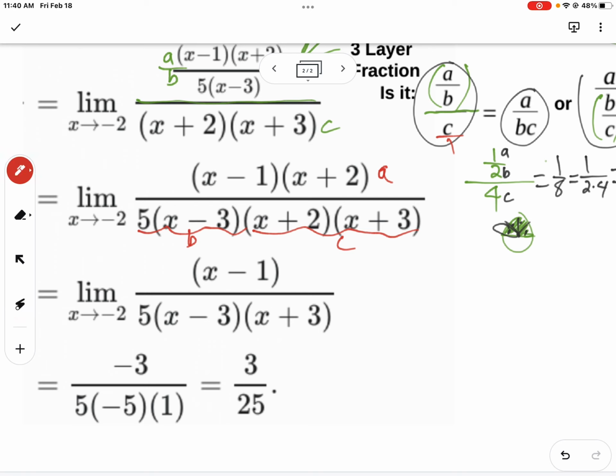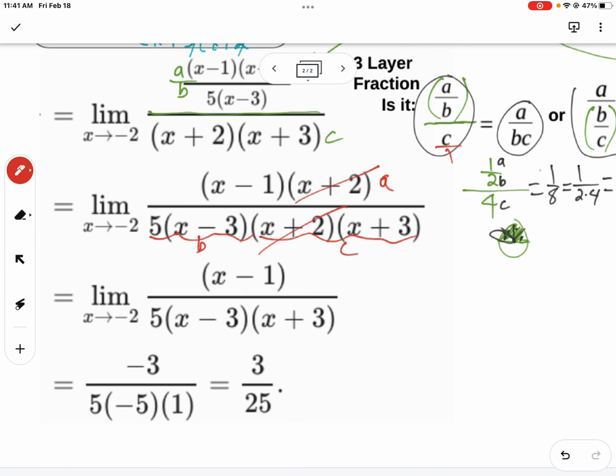Okay, so now what I need to do is simplify, right? Can I simplify anywhere here? Well, look at this. I've got x plus 2 divided by x plus 2. Whoa, wait a second. What does that do for us? Look at my limit. I'm trying to get to x equals negative 2.